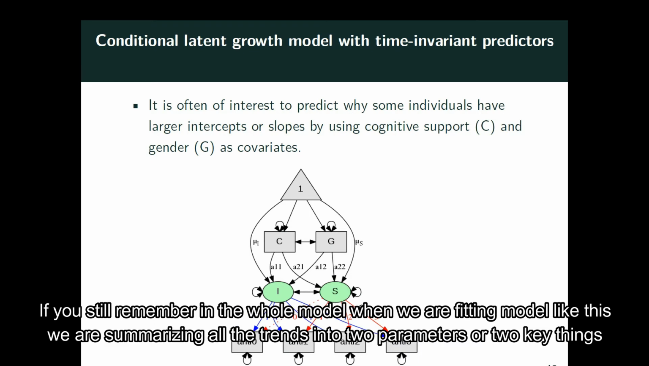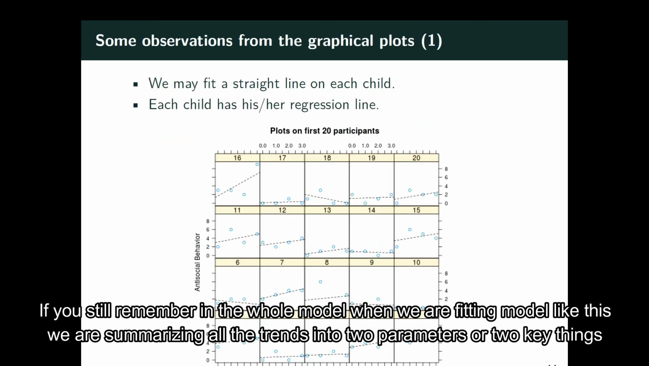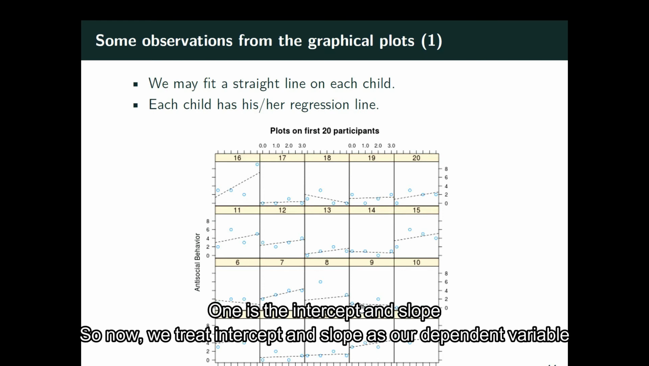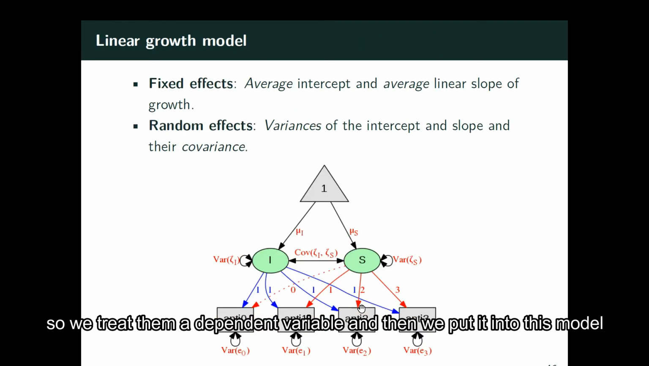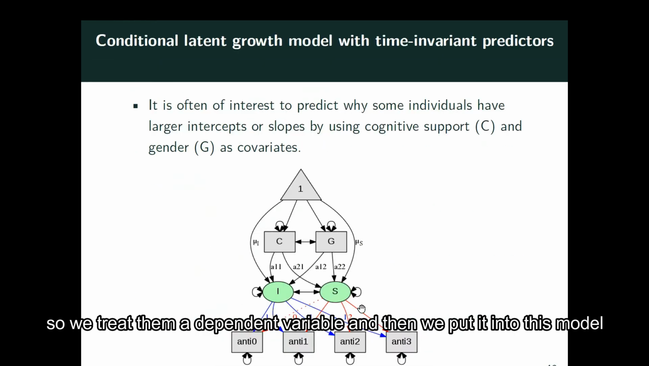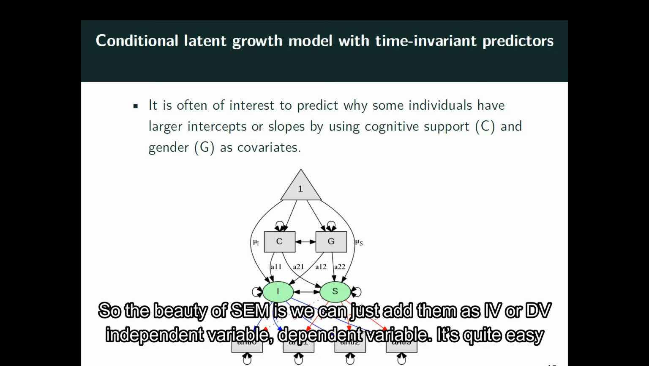Okay. If you still remember, in the whole model, when we are fitting models like this, we are summarizing all the trends into two parameters or two key things. One is the intercept and the other is the slope. So now we treat intercept and slope as our dependent variables, and then we put them into this model. So we are using cognitive support and gender as predictors and predicting intercept and slopes. So the beauty of SCM is we can just add them as IV or DV, independent variable or dependent variable.